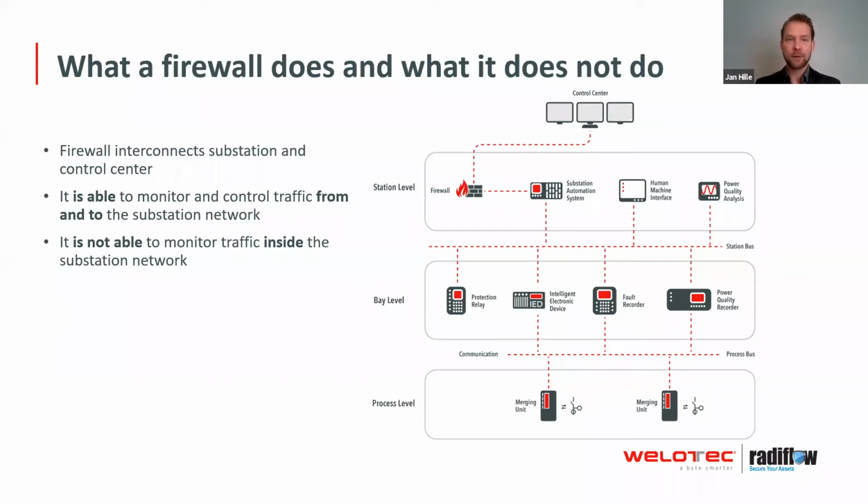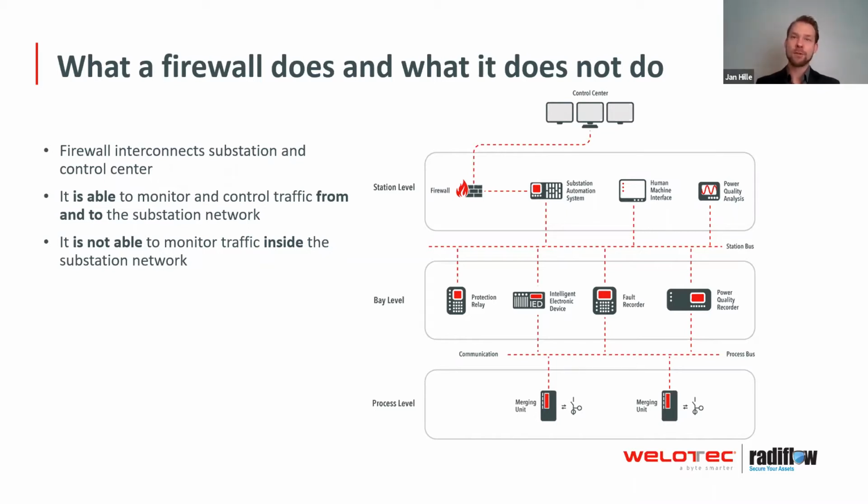On the top left, on the station level, you see a firewall solution, which interconnects the whole substation to, for example, the control center. So this firewall usually acts as a barrier between a trusted and an untrusted network, and it is able to monitor and control the outgoing and incoming traffic from and to the substation. This is typically done based on rules or policies. You can, for example, allow or deny specific devices to communicate, or protocols, or allow or deny communication on specific network ports.